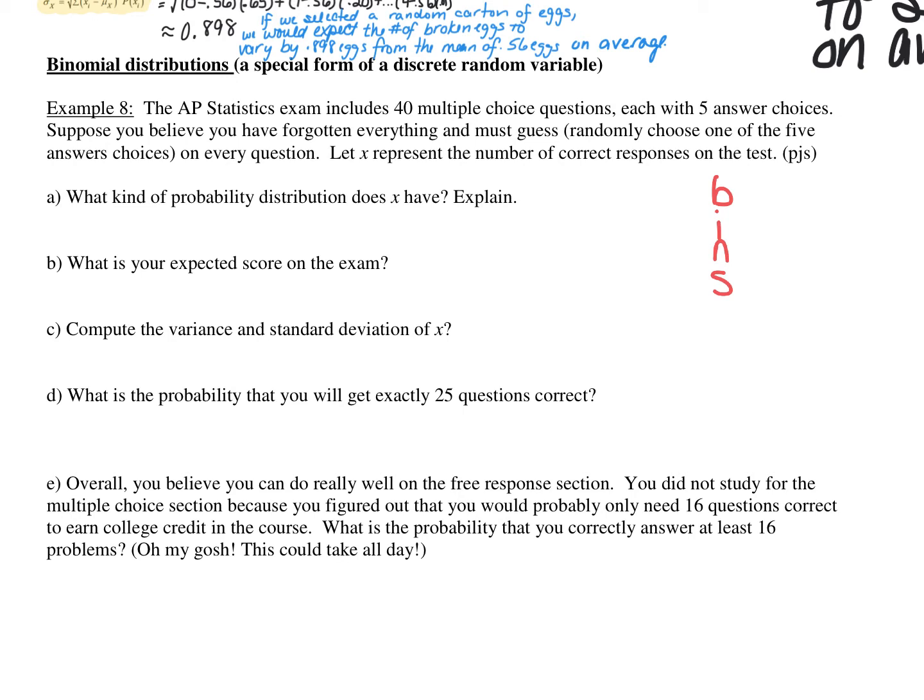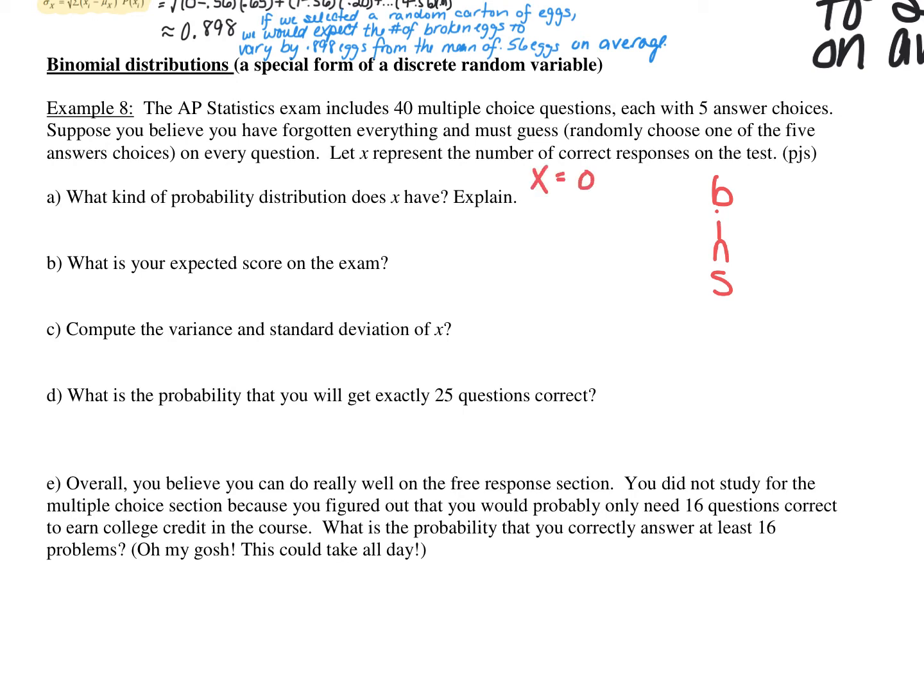All right, so the example here is the AP Stat exam includes 40 multiple choice questions, each with 5 answer choices. Suppose you believe you have forgotten everything and must guess randomly, choosing one of the 5 answer choices on every question. Let X represent the number of correct responses on the test. Okay, so what kind of probability distribution does X have?